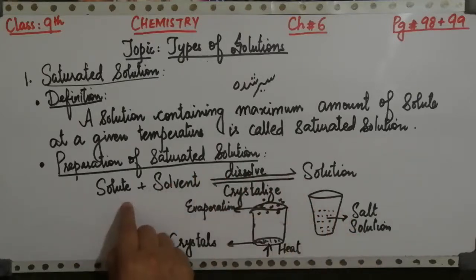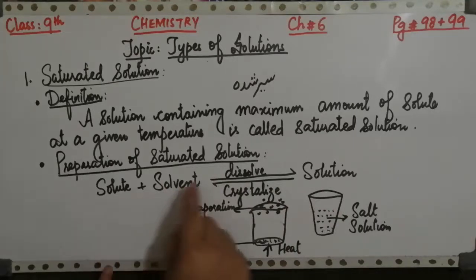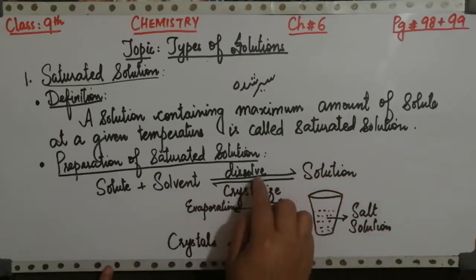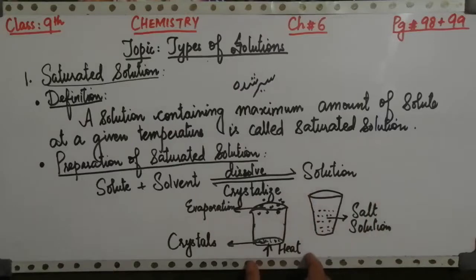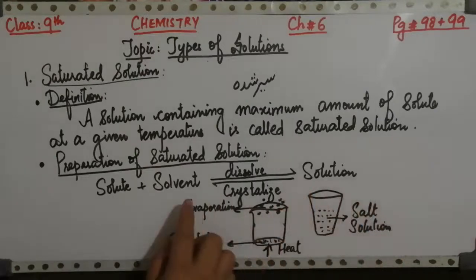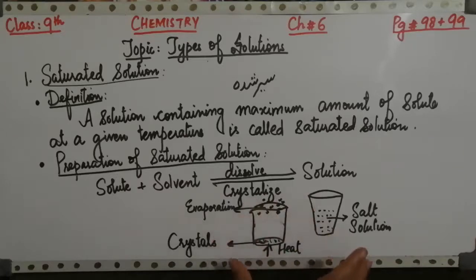Forward means when solute reacts with the solvent, or solute dissolves in solvent to form a solution, then it is called dissolution. When the solution is heated, it becomes crystallized, that is, the salt becomes crystallized. Then this type of reverse process, in which the solution is changing back into the solute and solvent once again, is called crystallization. So I think it is clear to you now.